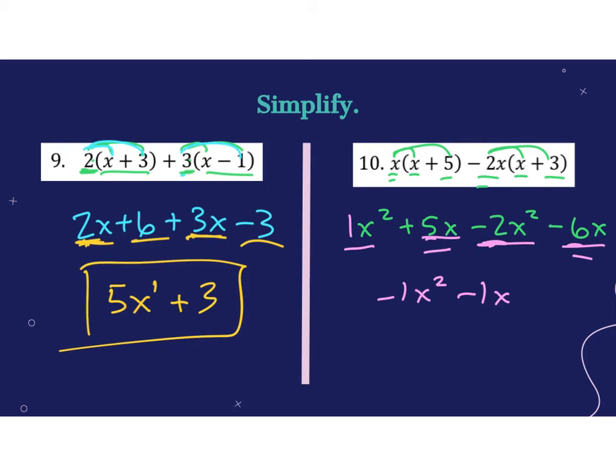Now, you wouldn't see it written this way if this were a multiple choice test. There's nothing wrong with that response right there, but you don't need this one coefficient. That's redundant. We don't need to put it there. So that's negative x squared minus x. That's how it would look if this were a multiple choice test. That one coefficient doesn't make a difference.